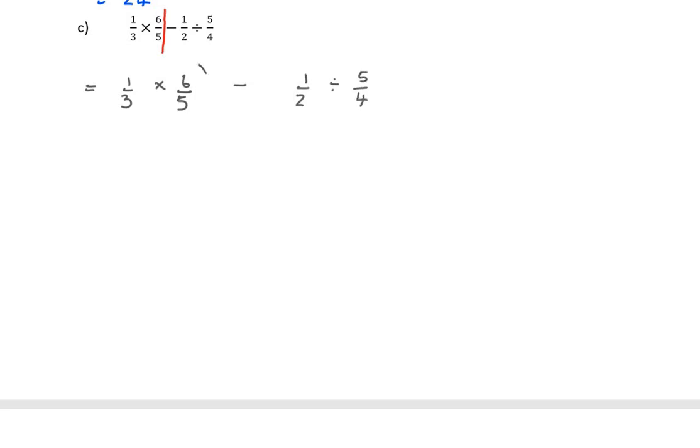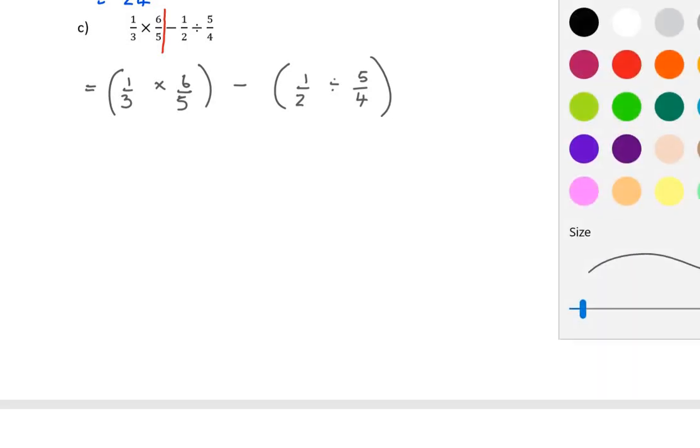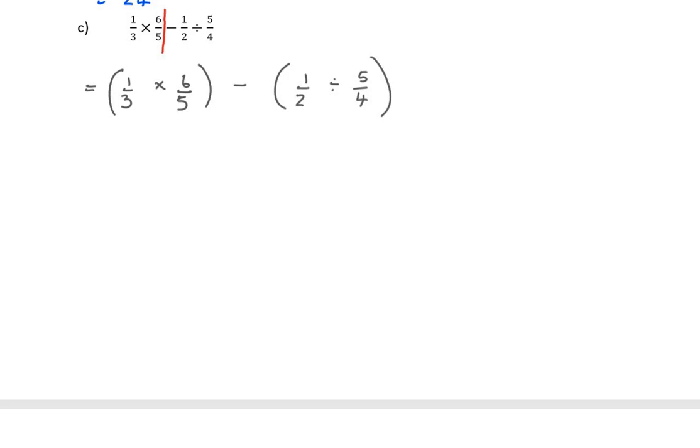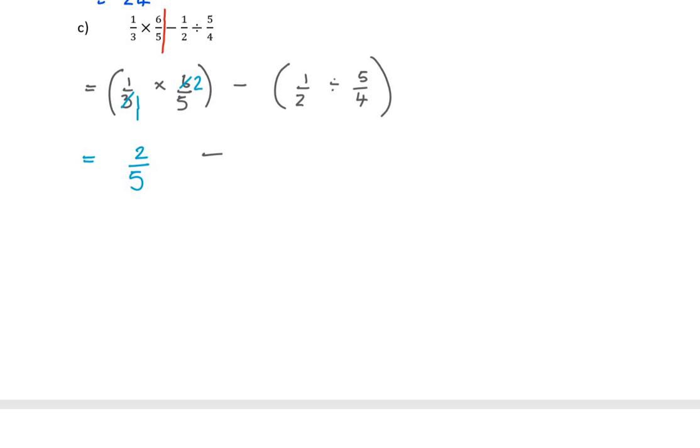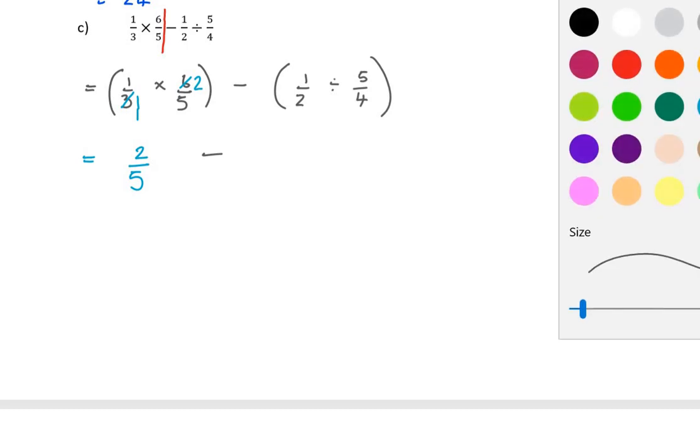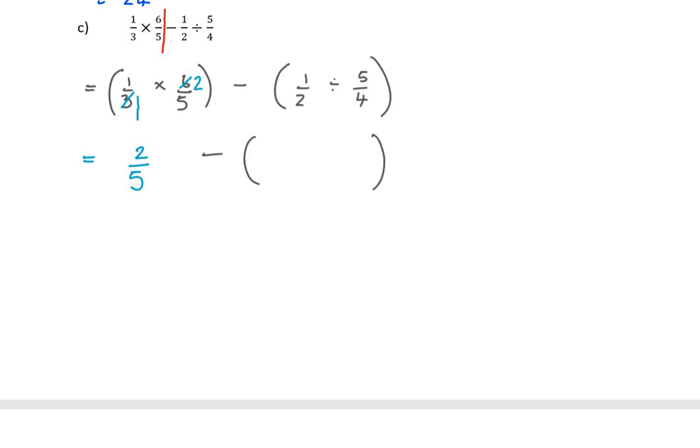So I'm actually just going to put in a bracket there and a bracket there, not because I need it, but because it just helps me see what I'm working with. Now, can you do any cross cancelling? I can. 3 goes into itself once, goes into 6 twice. So my first term becomes 1 times 2 at the top, which is 2, and 1 times 5, which is 5. Now, minus, my second term is a division, so I'm going to tip and times.